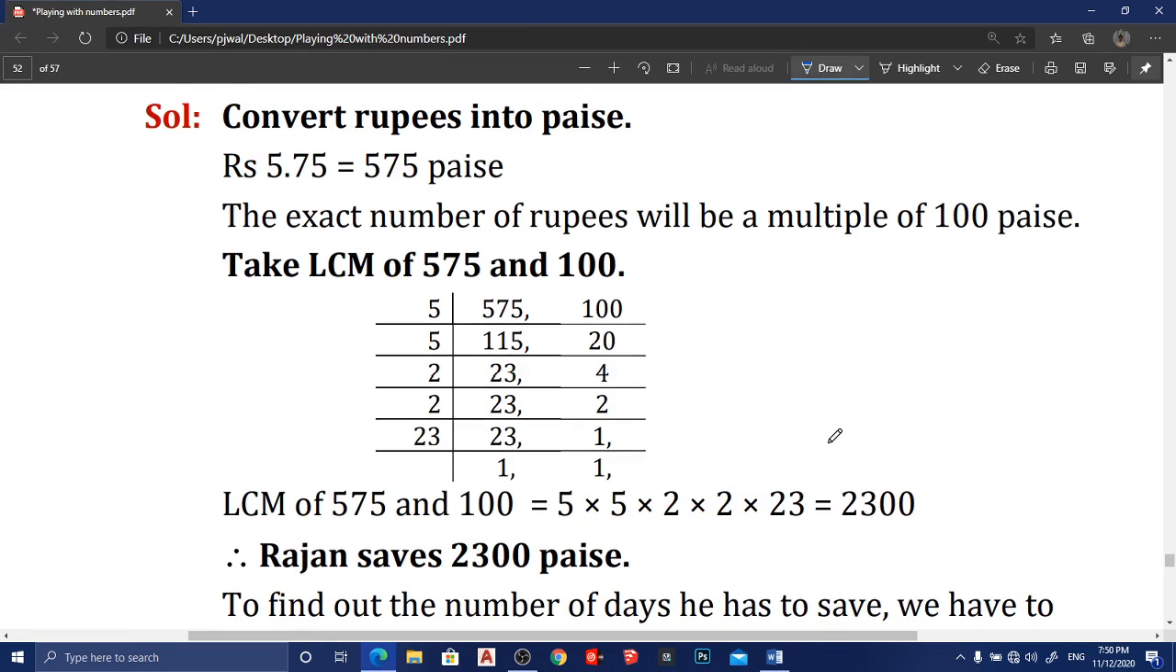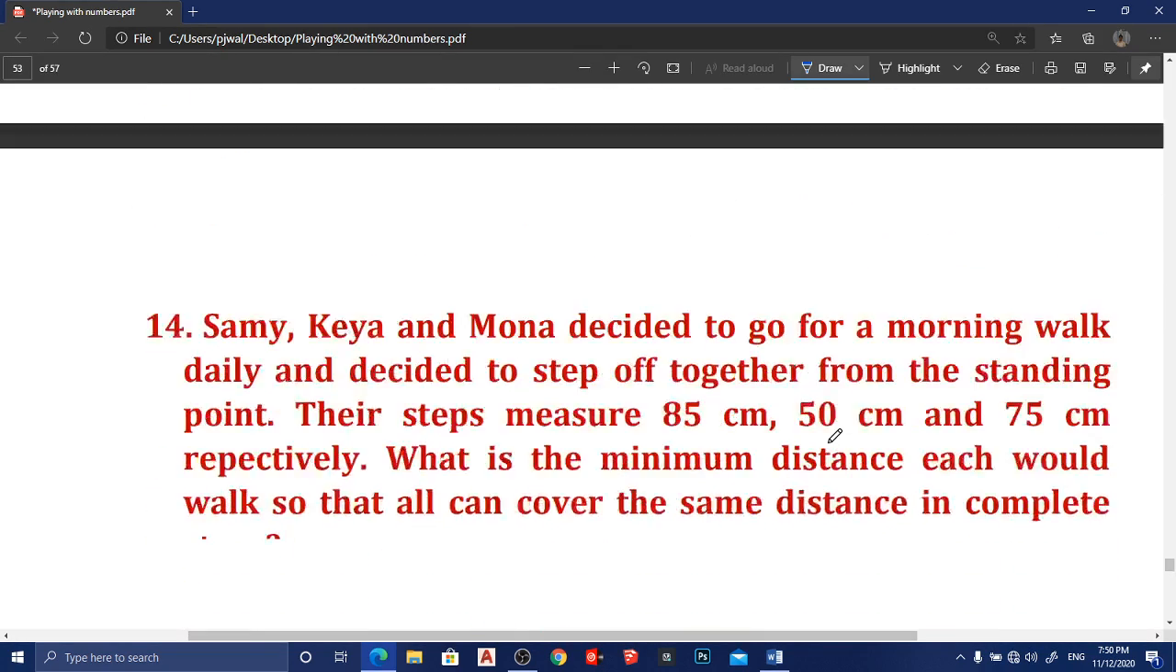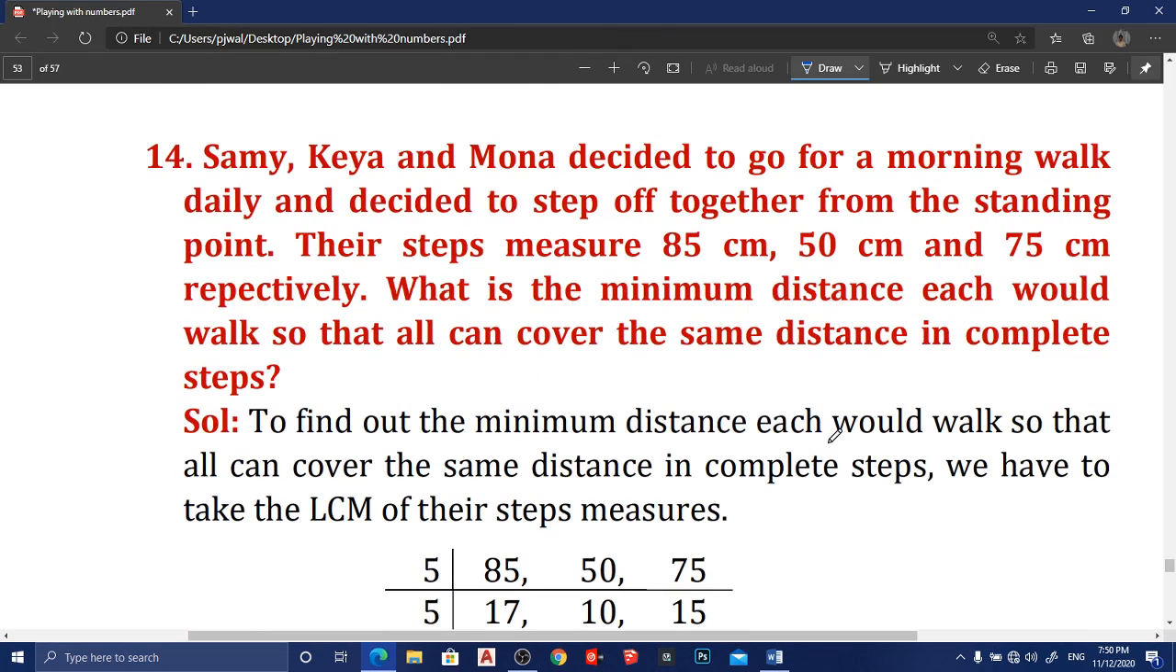Okay, next one. Sami, Keya and Mona decided to go for a morning walk daily and decided to step off together from the starting point. Their steps measure 85 centimeters, 50 centimeters and 75 centimeters respectively. What is the maximum distance each would walk so that all can cover the same distance in complete steps?